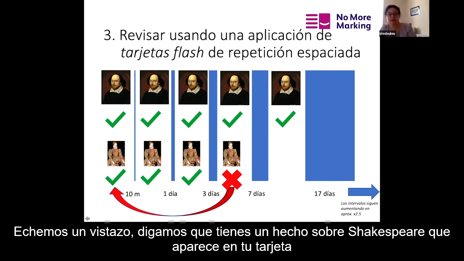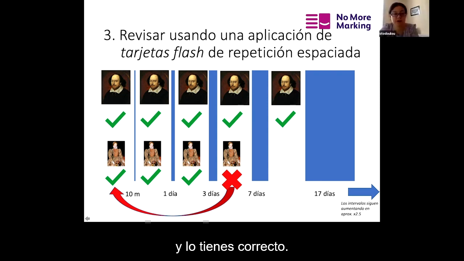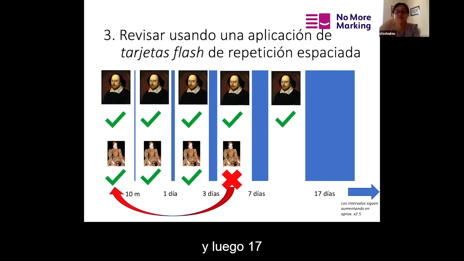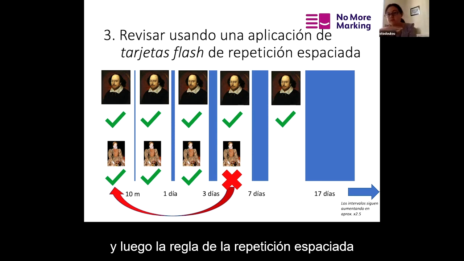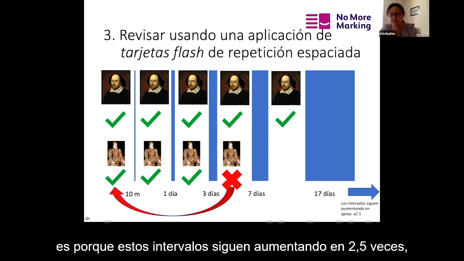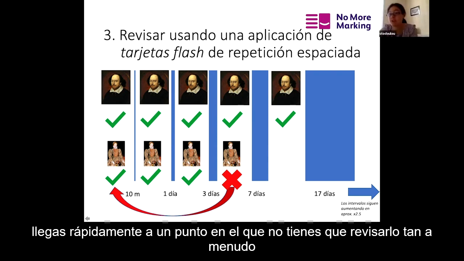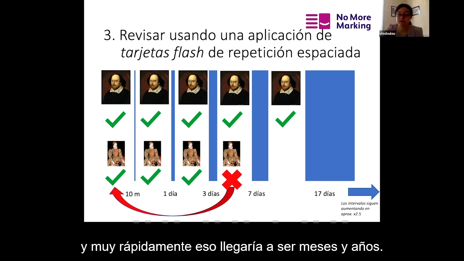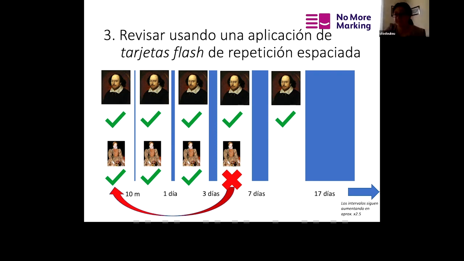So let's have a look. Let's say you've got a fact about Shakespeare, comes up on your flashcard, you get it right. You come back after 10 minutes, you get it right. You come back after a day, you get it right. You come back after 3 days, you get it right. You then have to come back after 7 days. And then it's 17. And then the real genius of the spaced repetition is because these intervals keep increasing by 2.5 times, you very rapidly get to a point where you don't have to be reviewing it that often. And very rapidly that will get up to being months and years.